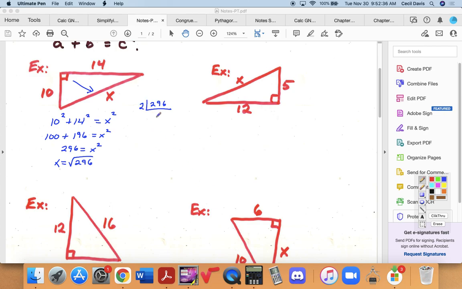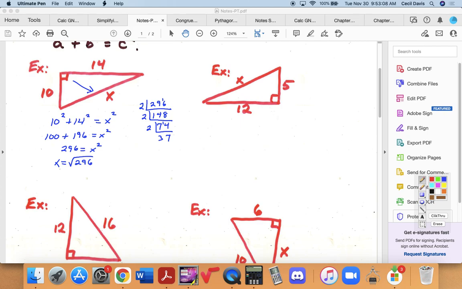I'll start with 2. That's 1, 2 goes into 9 4 times with 1 left over, and 2 into 16 is 8. I'll keep using 2 until I can't use it anymore. 2 into 14 is 7. 2 into 8 is 4. I can divide by 2 again. 2 into 7 is 3 with 1 left over. 2 into 14 is 7.